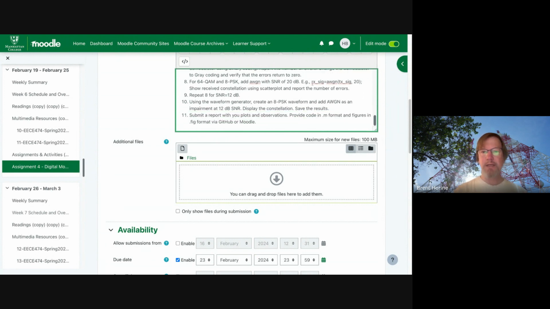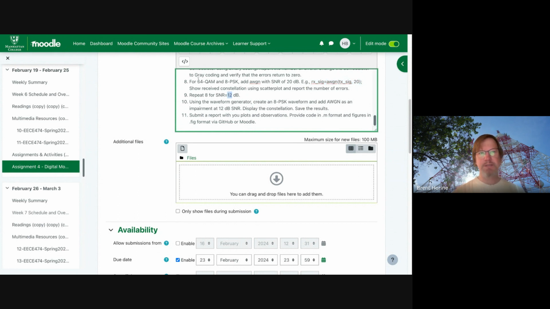Then I ask you to add noise. The easy way of doing that is just to use this AWGN function. We might at some point show you what's going on behind the scenes, how you can take your signal and calculate the energy of that, and then create a Gaussian noise process with the appropriate ratio of power. In this case, I'm asking for 20 dB, but then also do it at 12 dB.